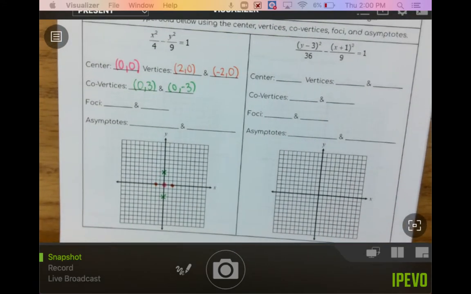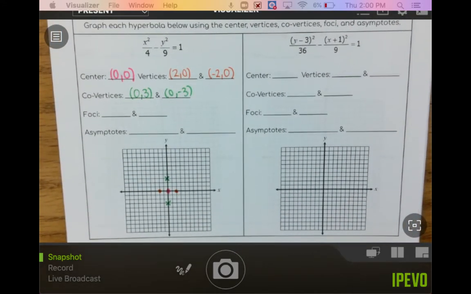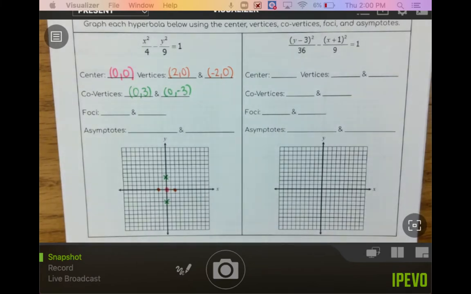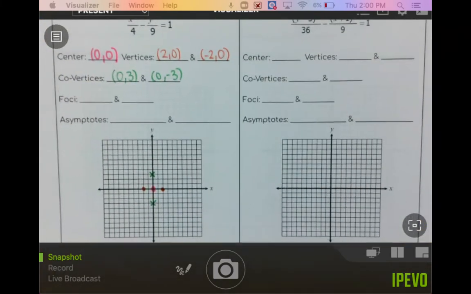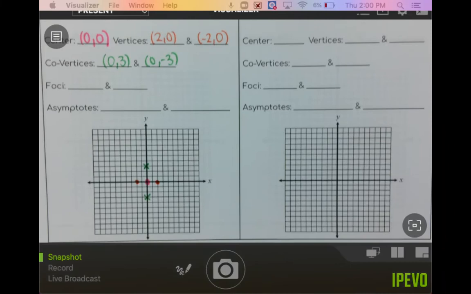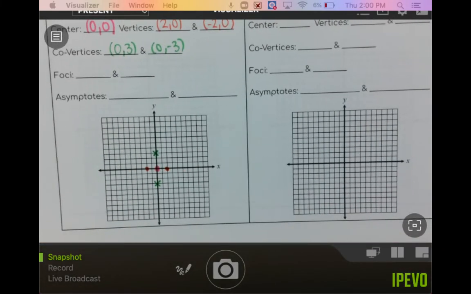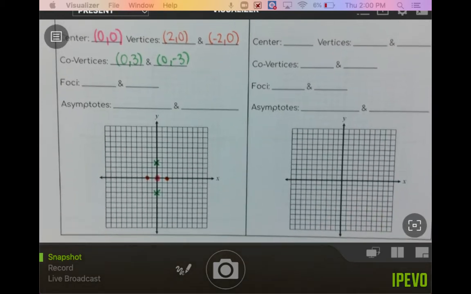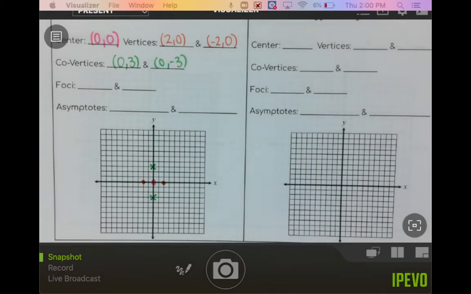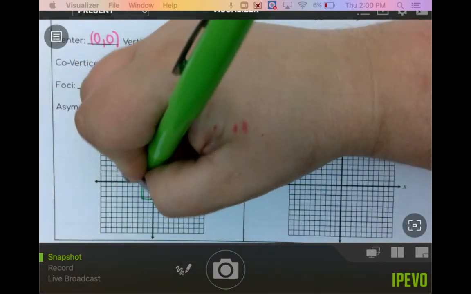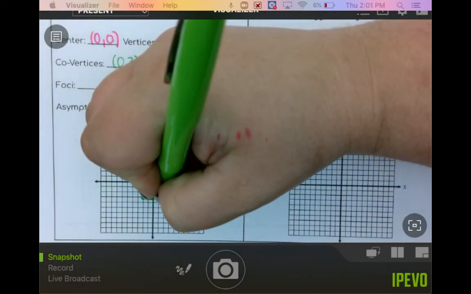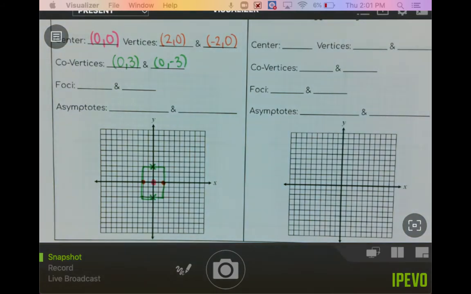And then I'm going to zoom in on my graph a little bit so that you can see it easier. Because now we don't really need the equation anymore. Draw a box through those 4 points. Not the center, but the other 4. It's technically supposed to be a dashed box, but whatever.